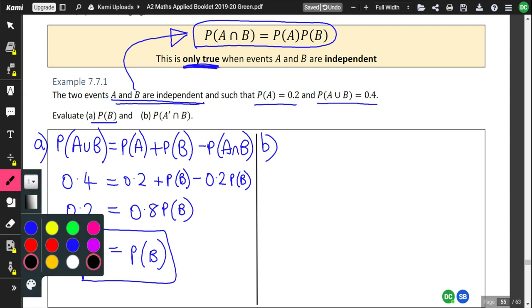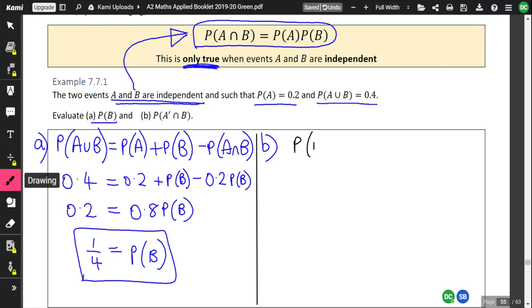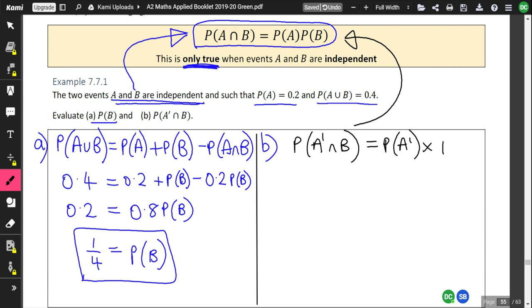Now for part B, the probability that A doesn't happen and B does happen at the same time. Well, if A and B are independent, then A complement is also going to be independent with B as well. So the quickest way of doing this would be to use a slight modification of this result just by using A complement instead of A. So the chance A doesn't happen, times by the chance that B happens. Let me stress again, this formula here is only true when A and B are independent events. So if you don't know they're independent events, don't use this formula.